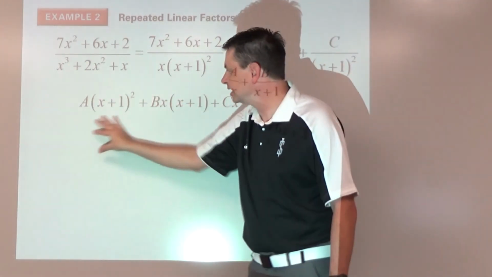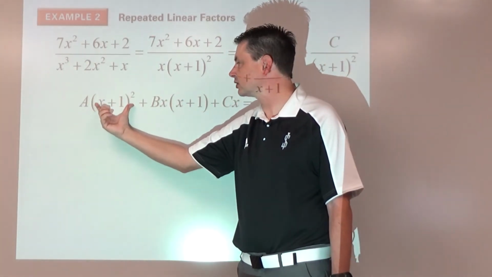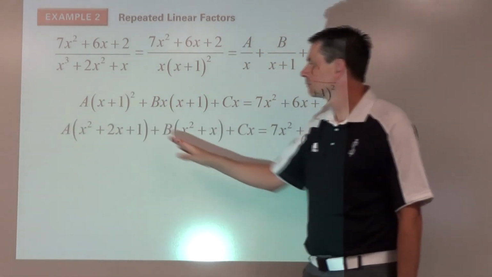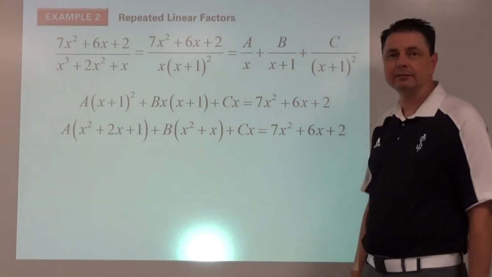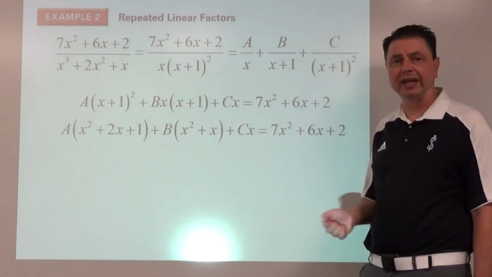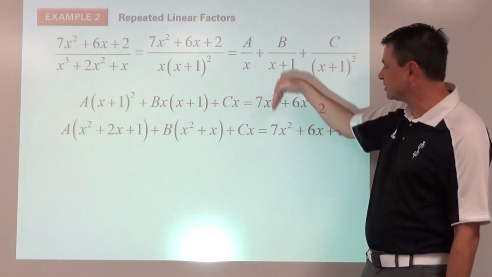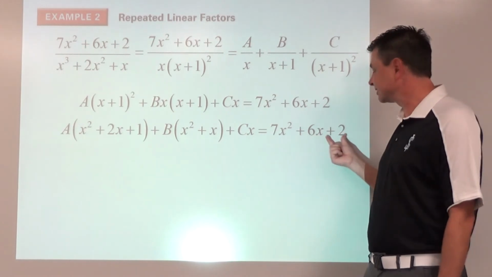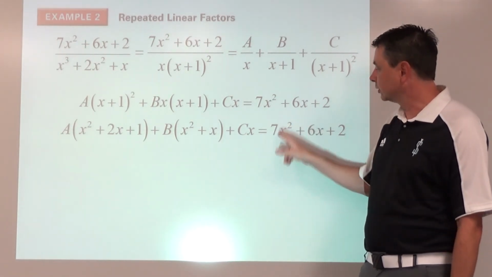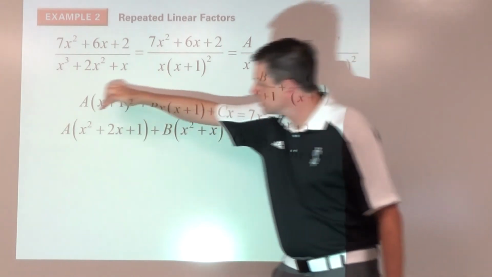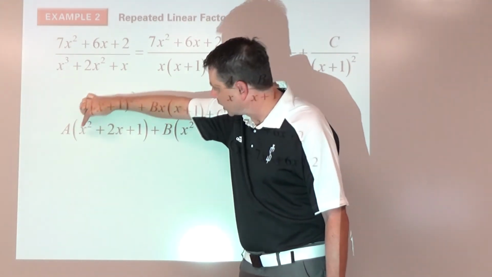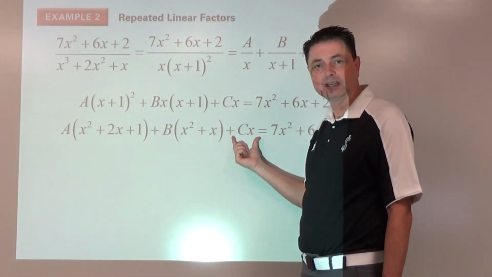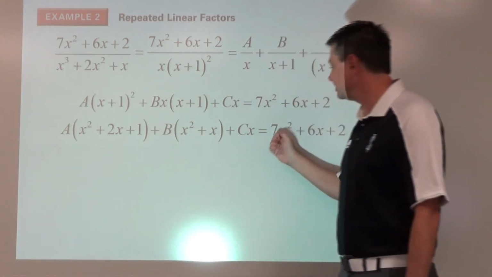And now as we simplify this and square the x plus 1 and do x times x plus 1, we would get that. And now we should be ready to create our system. And the system is based on the coefficients here. So something equals 7, something equals 6, something equals 2. So the 7 is all the x squared stuff. So that's a, that gets you x squared, plus b, and this one doesn't have any. So it's just a plus b is equal to 7.